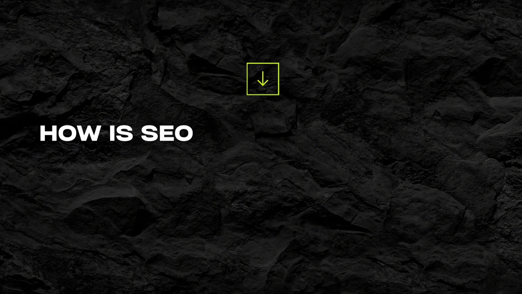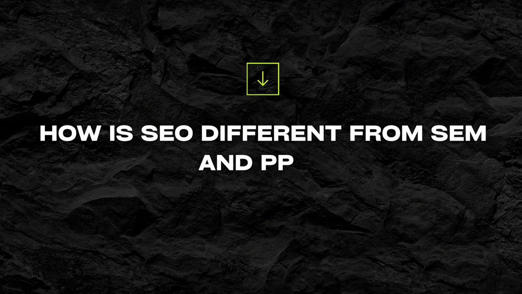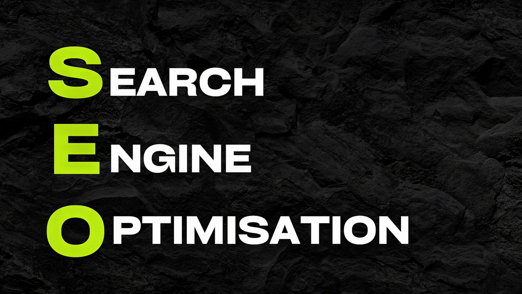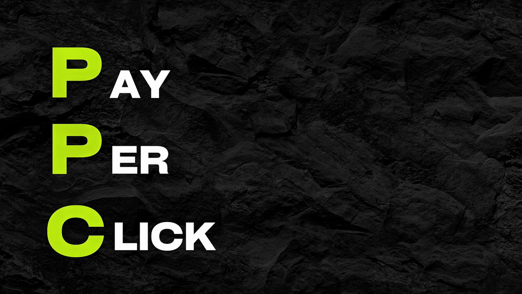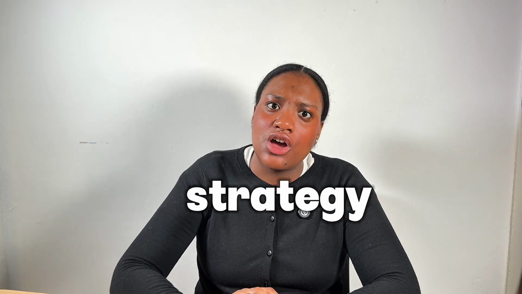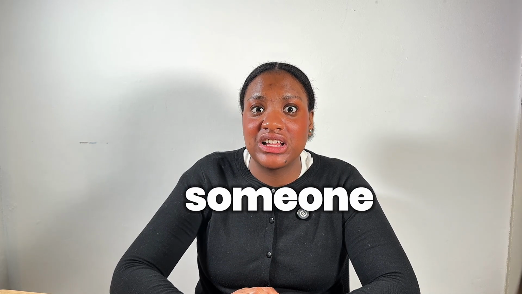How is SEO different from SEM and PPC? SEO, search engine optimization, SEM, search engine marketing, and PPC, pay per click, are often confused, but they work differently. PPC is a paid strategy where you pay each time someone clicks your ad. It delivers fast results, ideal for short-term campaigns.